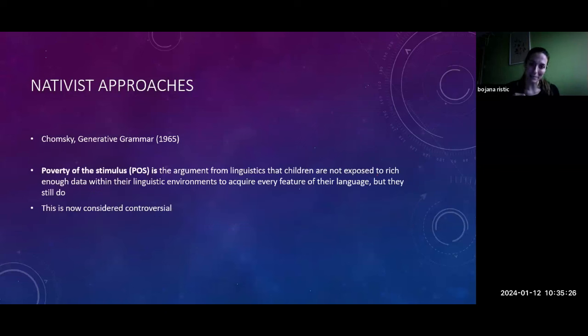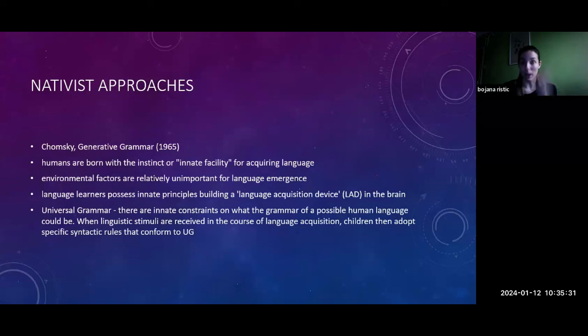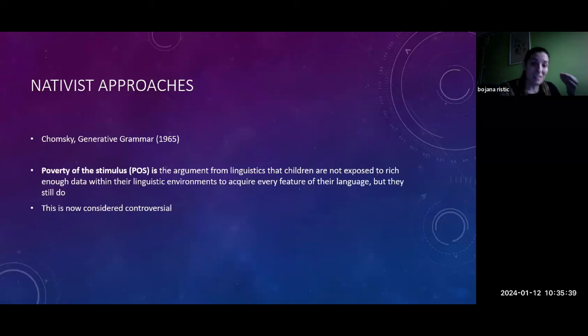They also claimed the poverty of the stimulus. What this means is that, well, language is innate. We have the language acquisition device. It's not so important how much input we get, because they claim children actually get really not enough data in comparison to how richly they speak by the age of 4 or 6, right? So it's not like every word that they learn in the form that they pronounce it, every sentence, they've already heard, right? So again, this is now considered controversial.